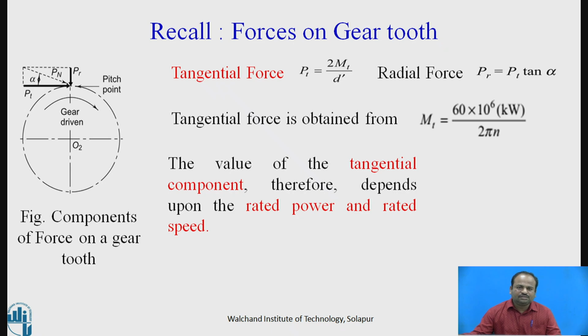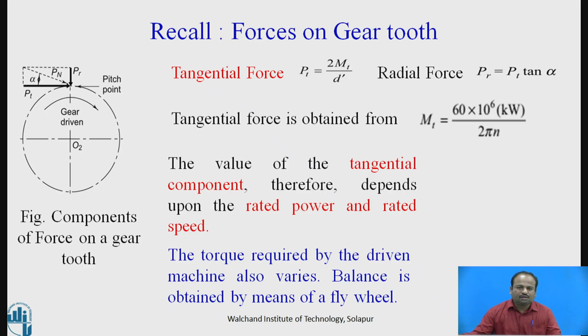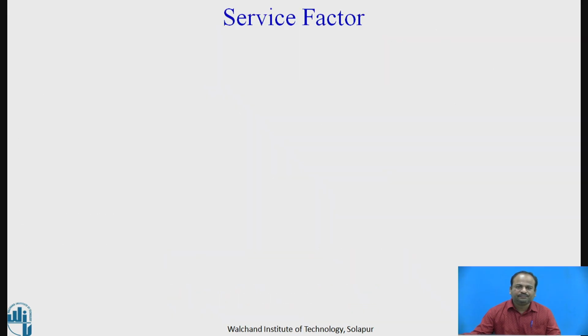The value of the tangential component therefore depends upon the rated power and the rated speed. The torque required by the driven machine also varies. Balance is obtained by means of a flywheel. So the flywheel is the device that maintains the balance of the speed.